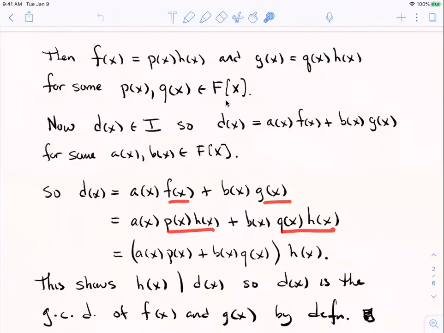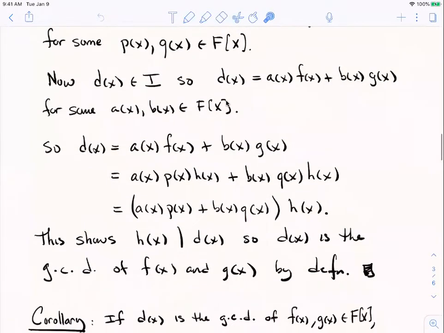And then in that form, I can see both those terms have an h in them. This one has an h, that one has an h, so I factored the h out. All right, so what have I got? D is h times something. What is the something? Well, it's AP plus BQ, but I don't really care about that. That something's a polynomial. So by definition, h divides d, so d is the greatest common divisor. We said d was monic, so d is the greatest common divisor of f and g by definition.